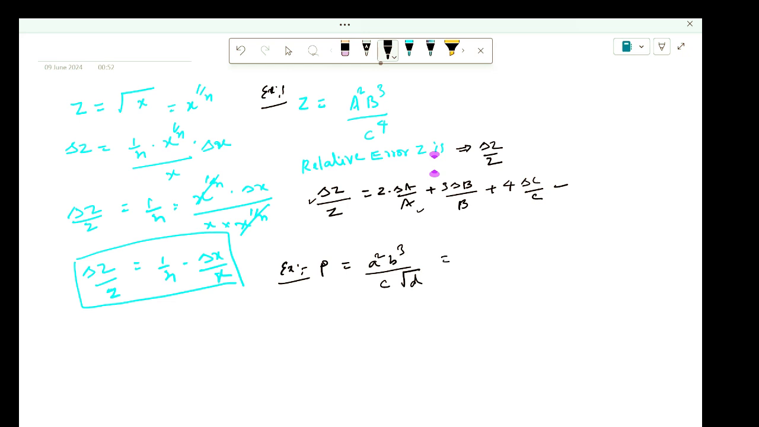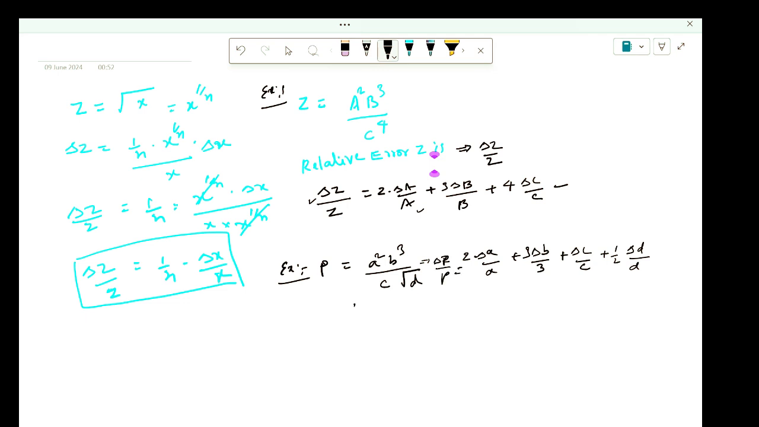So now this is how I can write: 2 into dA by A plus 3 into dB by B plus dC by C, power 1 only in the denominator here, plus 1 by 2 for D, that is equal to 1 by 2 into dD by D. This is the given P. The dP by P is equal to this, a direct formula.